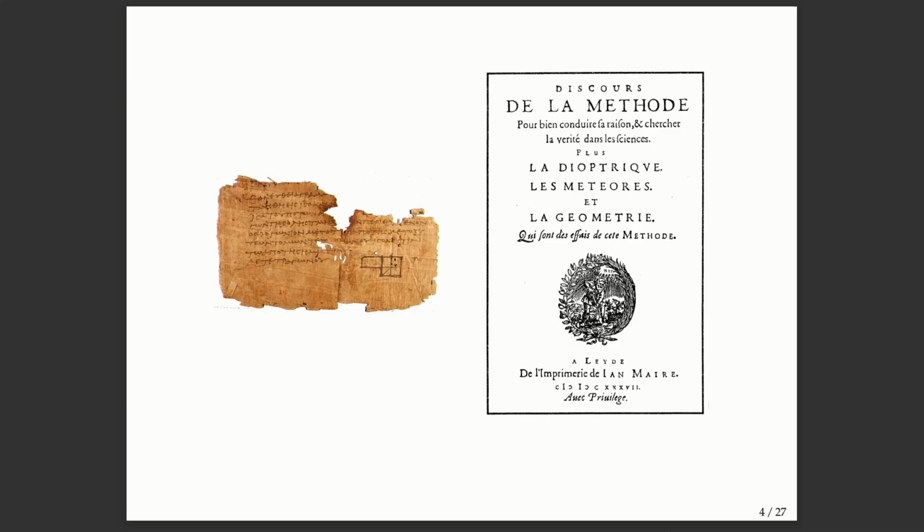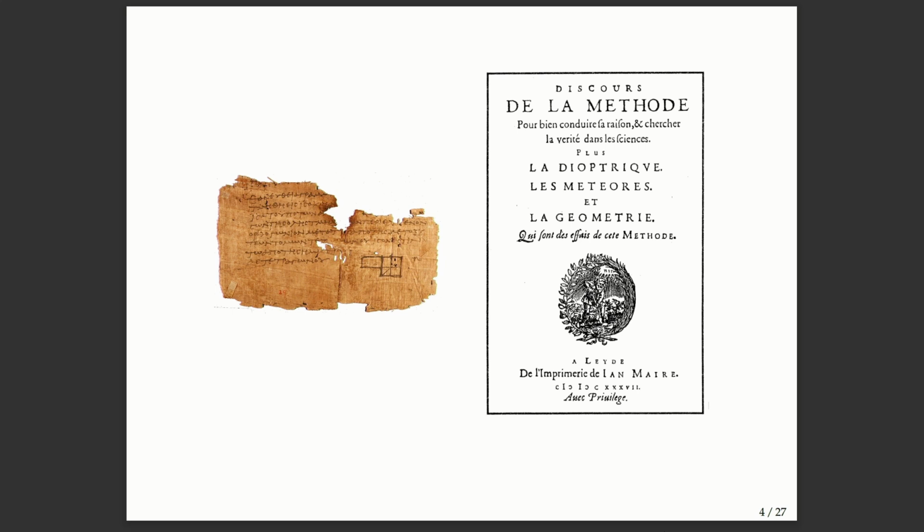Okay, so what is synthetic mathematics? You might have heard, or I'm pretty sure you did, about the two approaches to geometry, namely Euclid's synthetic geometry versus Descartes' analytic geometry. So what's the difference between these two?